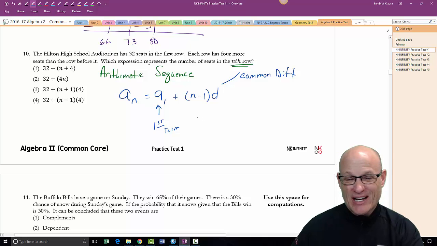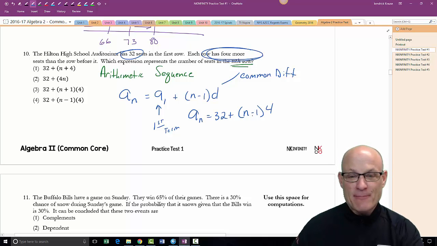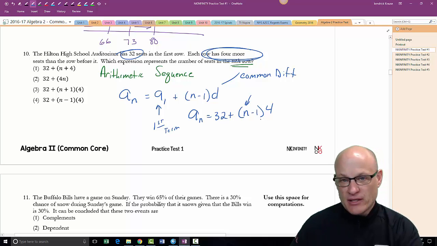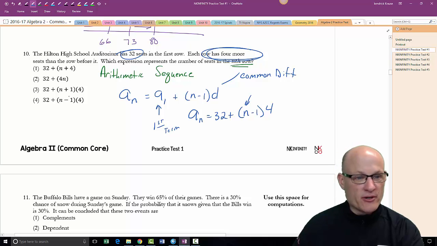So in this case, all I got to do is say a sub n is equal to, well, there's 32 seats in my first row. So I'm going to go 32 plus n minus 1 times my common difference. Well, how many more in each row? 4. There it is, 4. Now, if I plug in 1 in here, you'll notice that this all goes away because it's 0, and I end up with 32. If I plug in 2 in here, you'll see that that's 36, and that would give me row 2. So there it is, and the answer is choice 4.